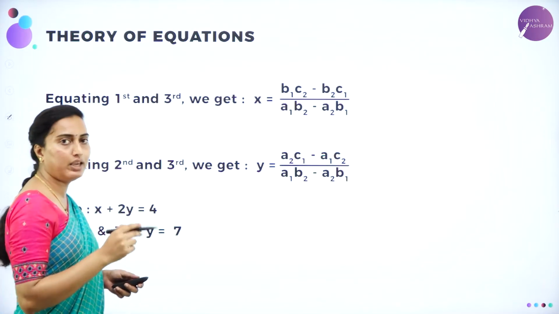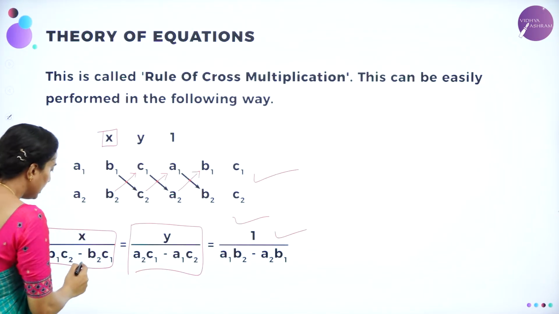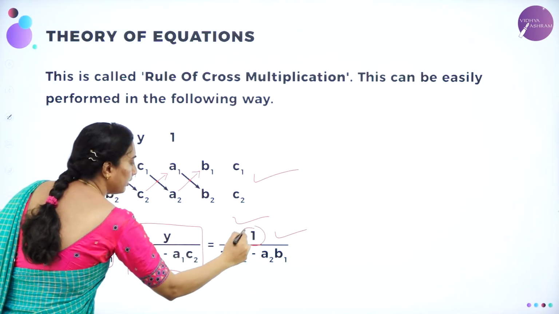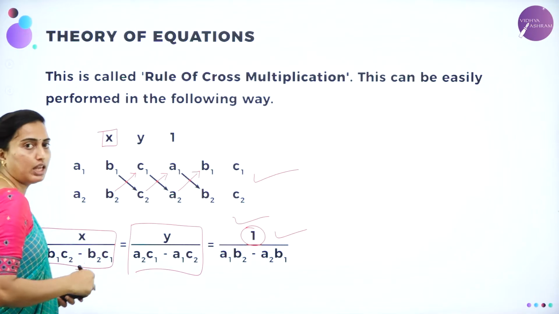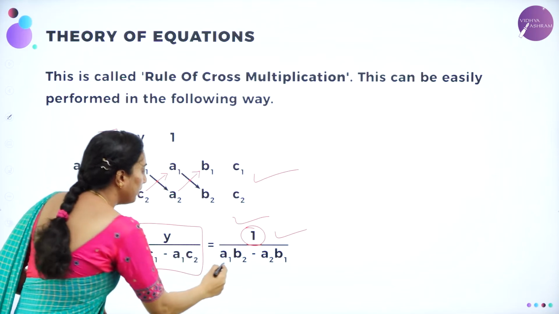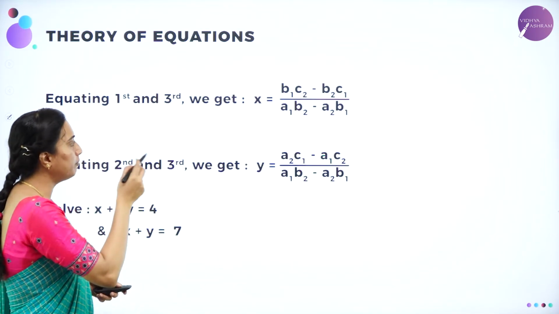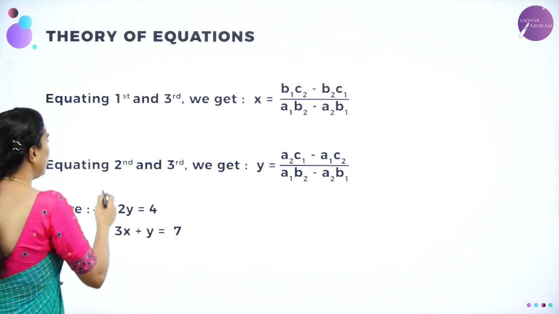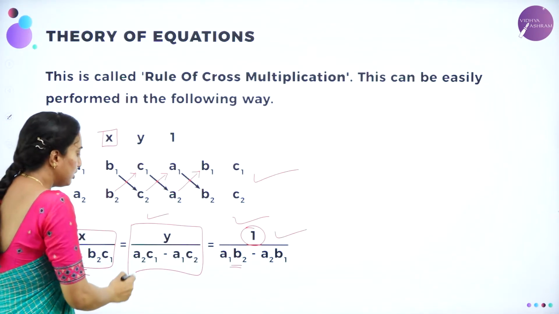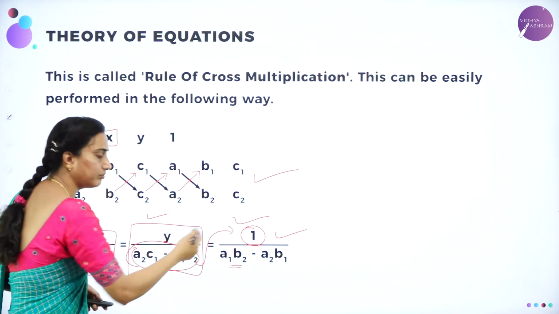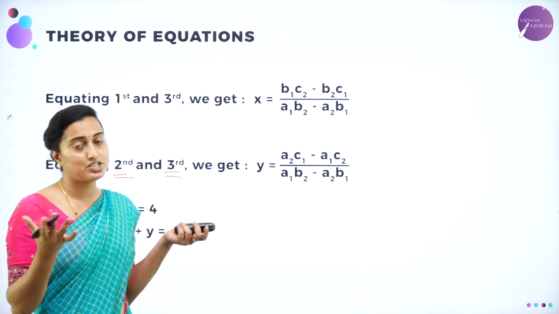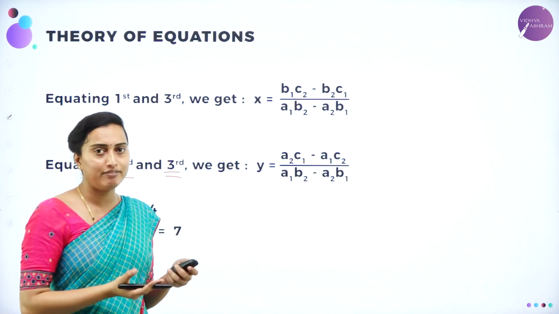Equating first and the third, we get x equal to, see dear students, this will be cross multiplied, meaning b1 c2 minus b2 c1, with 1 into this one being the same thing. That's what they have written there: b1 c2 minus b2 c1 divided by the denominator, a1 b2 minus a2 b1. Similarly, equating the second and third one, this term will go here, and the denominator stays as it is. This is called cross multiplication. This is how we find the x and y values.